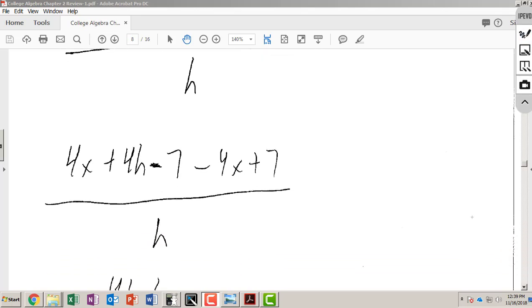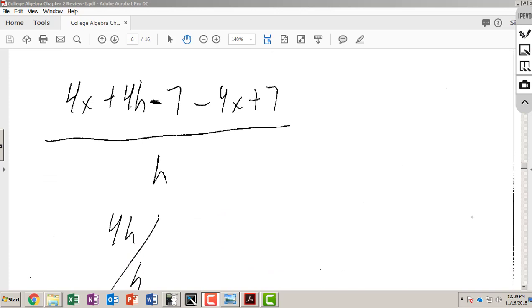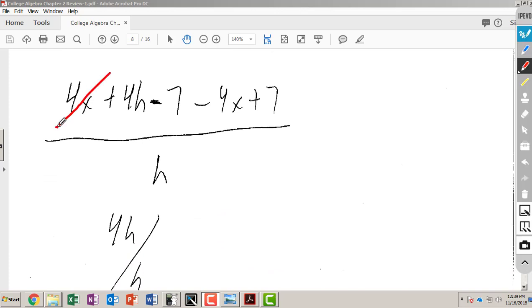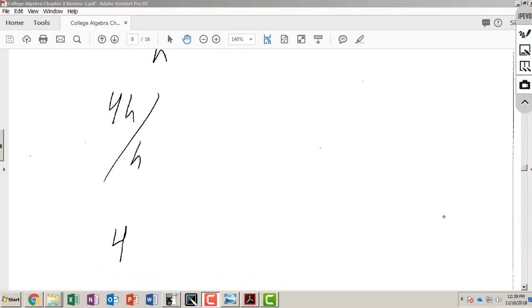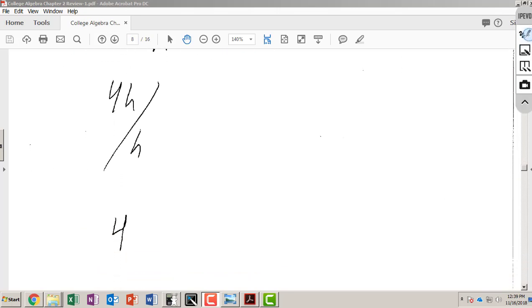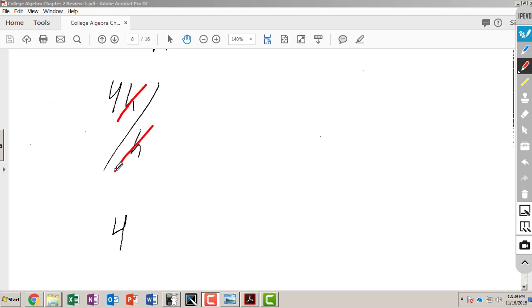So now I'm going to go ahead and cross out those terms that are alike, and you're going to notice all the terms that don't have the h in them cross out. So 4x minus 4x is going to be 0. Negative 7 plus 7 is 0. And that's just going to go ahead and leave me with this remaining 4h all over h. And now I can go ahead and divide everything by h, cross those out, and my answer comes out to be 4.